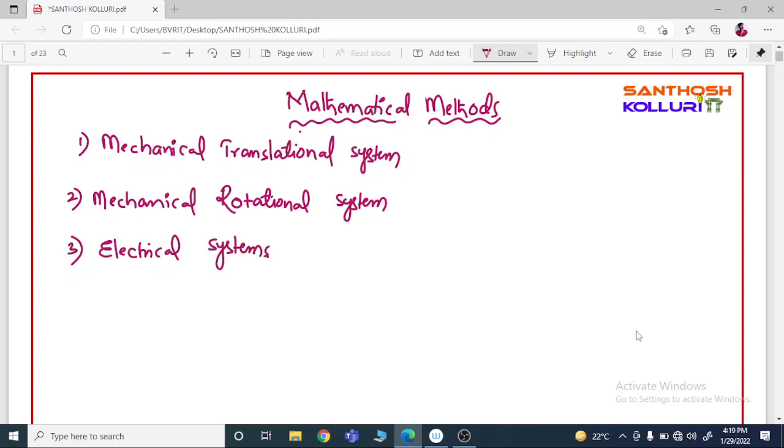Here we have three parameters in each system. In the mechanical translational system, we represent the system with three parameters: the mass, dashpot and spring. In the rotational system, it is the moment of inertia, dashpot and spring constant K.